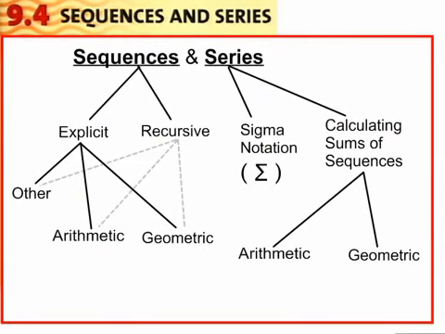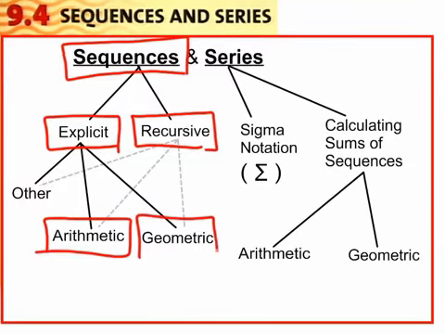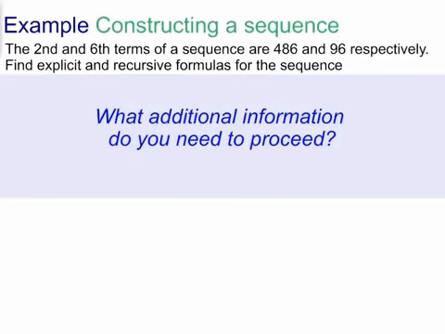Sequences and series is where we left off, and we're still going to focus on sequences, and series are right on deck. You should know by now the difference between explicit and recursive rules for sequences. You should know the difference between arithmetic and geometric sequences. For today's example, we are going to construct a sequence given a certain criteria. In this case, the criteria are that the second and sixth terms of the sequence are 486 and 96, respectively. So let's find explicit and recursive formulas for the sequence.